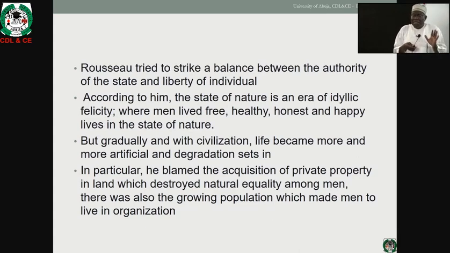According to him, men lived in the state of nature as equals. Nobody is above another; we're all equal. But with civilization and the acquisition of landed property, people now felt, I'm richer than you. I have this, I have that. So you can look down upon a fellow citizen who is not blessed to have these properties.